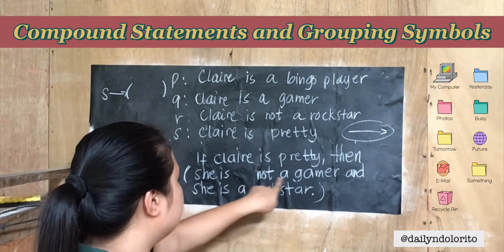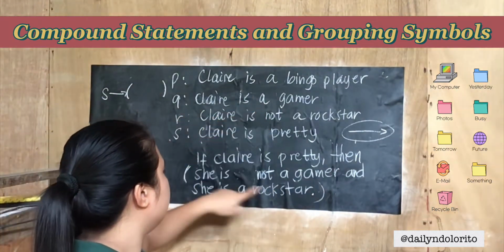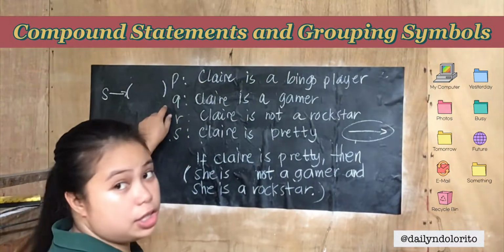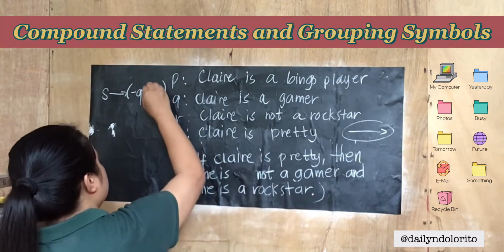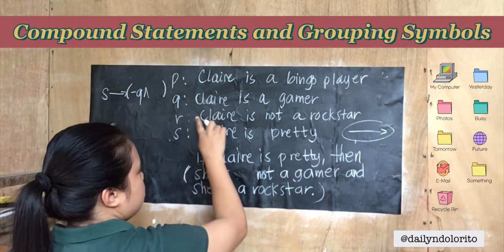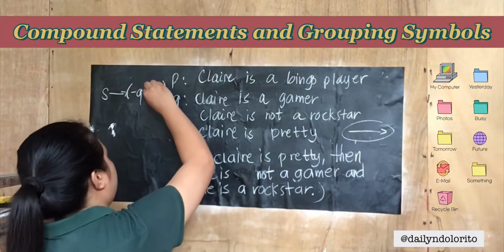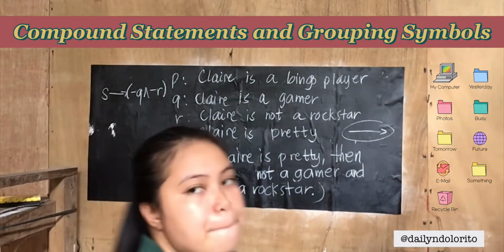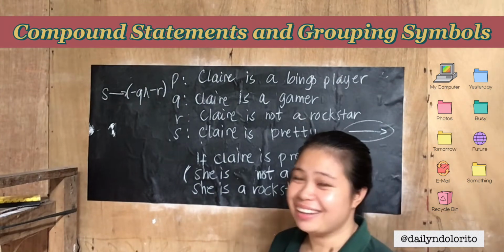She is not a gamer. But take a look here: "Claire is a gamer" is Q, and the one being translated is "not a gamer," so it is a negation of Q. Negation Q, and she is a rock star. Let's search for this one. She is not a rock star, and this one is "a rock star," so again, it's a negation. Negation R. So that's just how you translate it. It's very simple, it's very easy to understand.